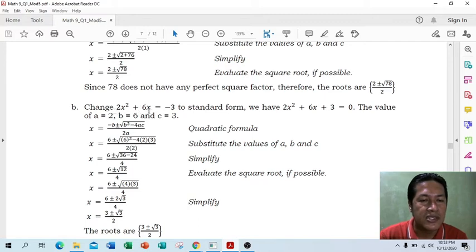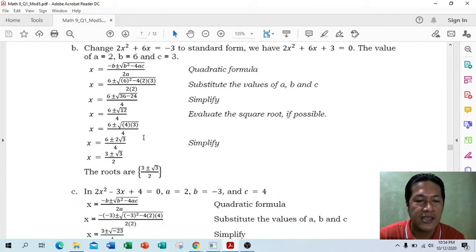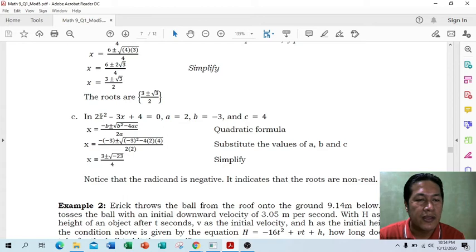2x squared plus 6x equals negative 3. Standard form: as I said earlier, transfer all terms to the left side, so negative 3 becomes positive 3. So A is 2, B is 6, C is 3. Just substitute here, and then do the calculation. The same with letter C: 2x squared minus 3x plus 4. This is easier, it is already in standard form. A is 2, B is negative 3, C is 4. And then just substitute into the quadratic formula, A, B, C, and then calculate.